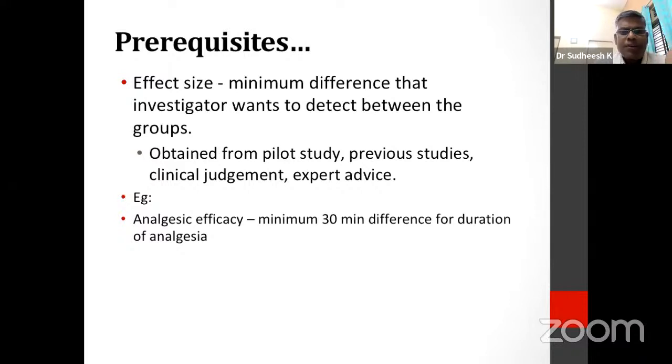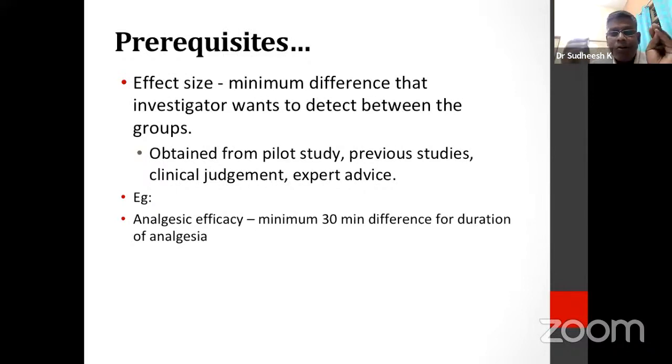For example, suppose you are considering analgesic efficacy as one of the criteria in your study, and you are trying to study the duration of analgesia between drug A and drug B. We can consider a minimum of 30 minutes difference in the duration of analgesia between the two groups to be clinically and statistically significant. Let me make it clear at this point that this is only our assumption. It's not necessary that in your study the difference has to be 30 minutes only. The difference can be 30 minutes, it can be even 200 minutes.